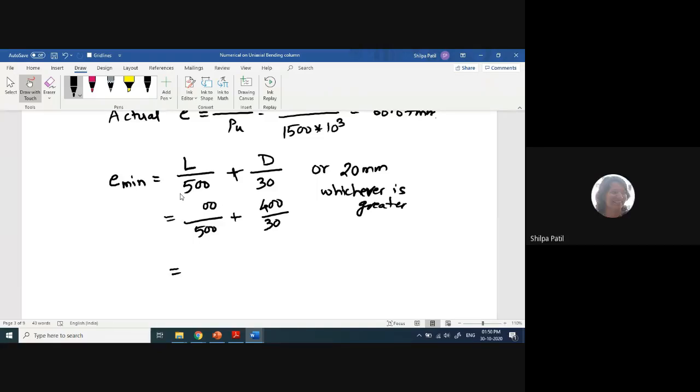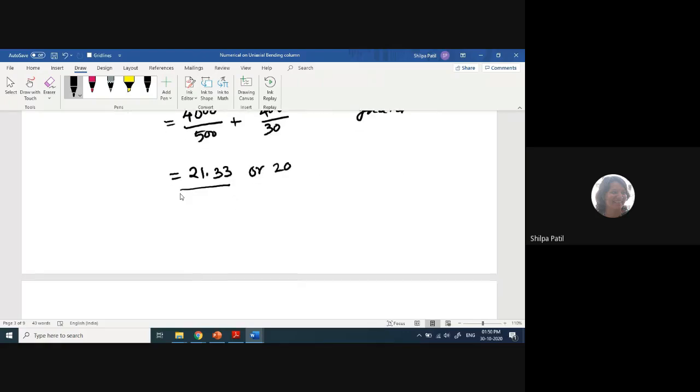So what is the value? 4000, right? 4 meter was the unsupported length. So tell me the value now. 21.33. And 20, the greater of the two values is 21.33. So this is the minimum eccentricity. Okay, so I will simply write down here the minimum eccentricity is 21.33.